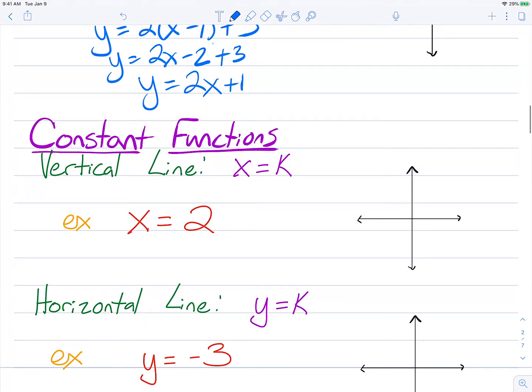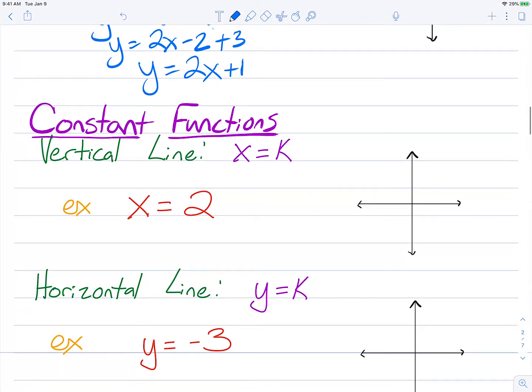Now, there are specific types of lines, called constant functions, that are missing a variable. So the first one is a vertical line. If you have a vertical line, it's going to be in the form of x equals k, where k is just some constant number. So for x equals 2, on the x-axis, I'm going to go to 2, and I'm going to go straight up and down, which is the opposite direction of the x-axis. That is a vertical line going through x equals 2, and it is completely graphed and done.